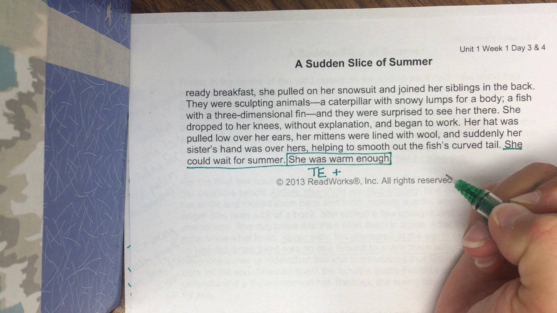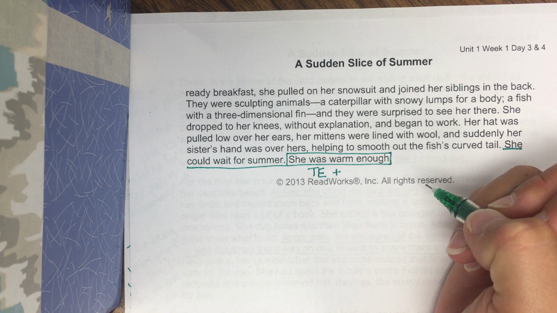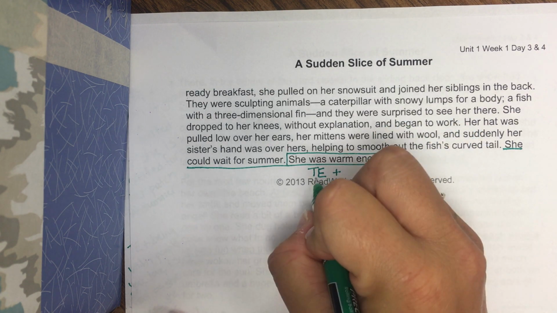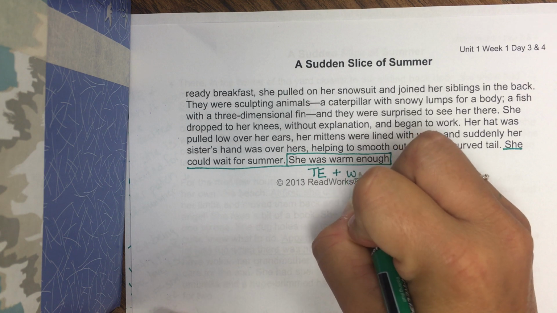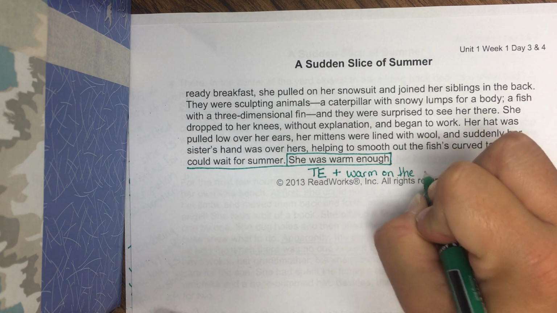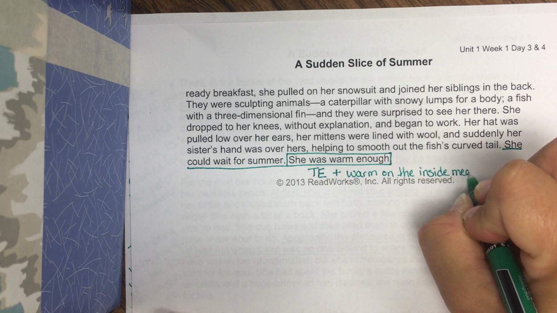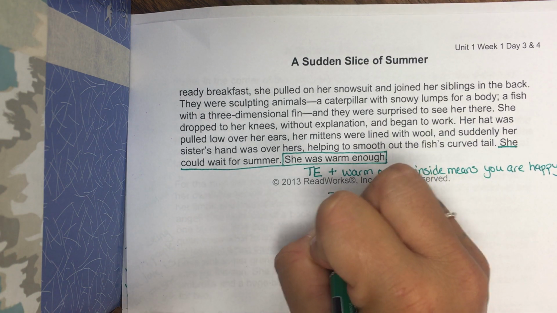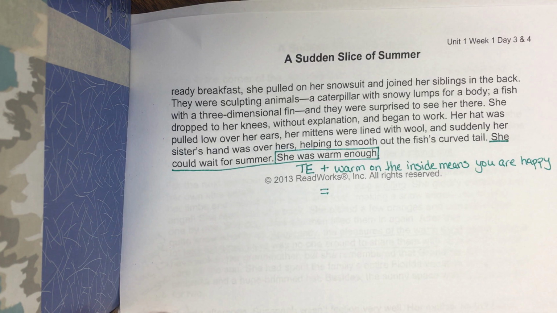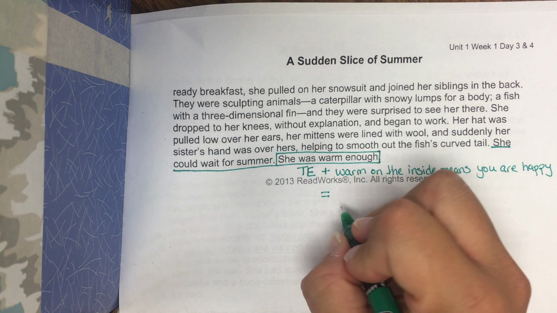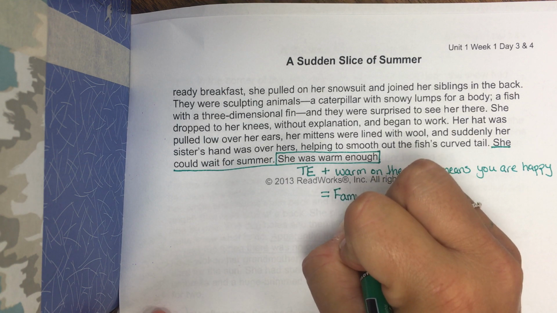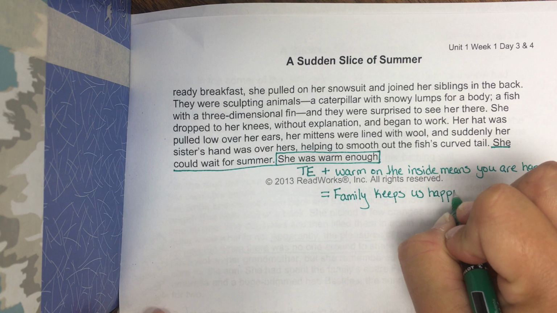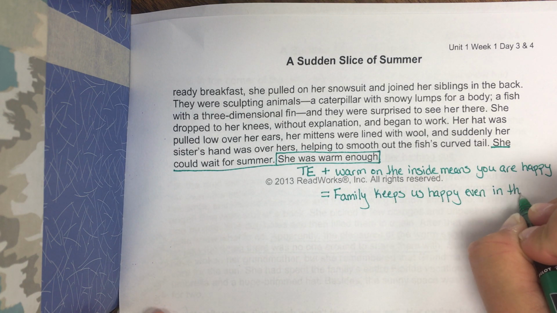Our text evidence says she's warm enough. And I know that if you feel warm in your heart, if you feel warm on the inside, then that usually means that you're feeling pretty happy. So what I'm going to say is my text evidence is she's warm enough. What I know is that warm on the inside means you are happy. So what is my inference? What can I make a guess about from what I read plus what I know? My inference here is that family keeps us happy even in the cold.